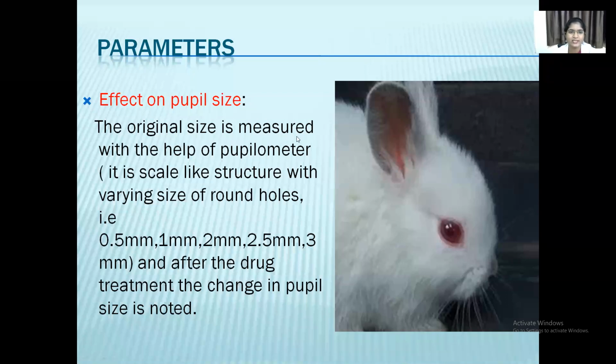The pupil size is measured with the help of the pupillometer. Before starting the experiment we have to check whether the pupil size is normal or not, and after drug instillation we also have to check with the pupillometer. The pupillometer is nothing but a scale-like structure with varying sizes of round holes, that is 0.5 mm, 1 mm, 2 mm. After the drug treatment, the change in pupil size is noted.